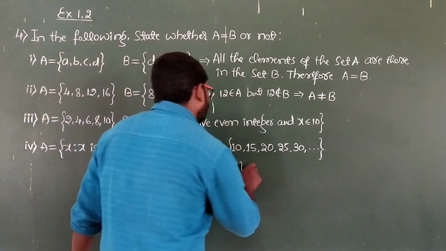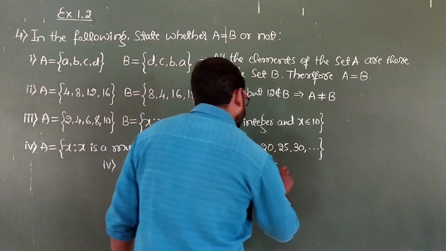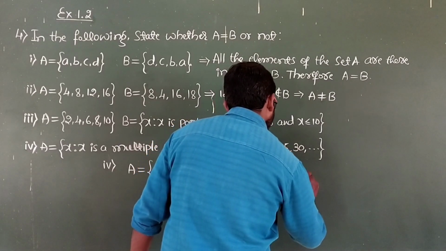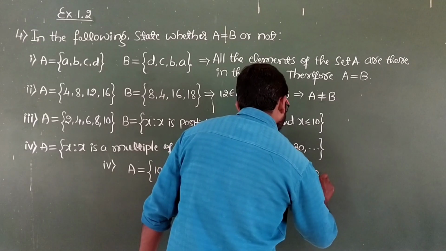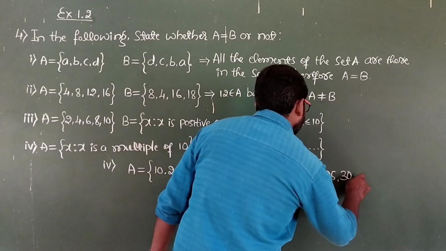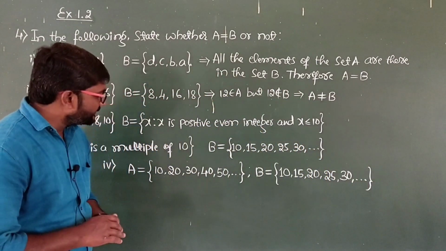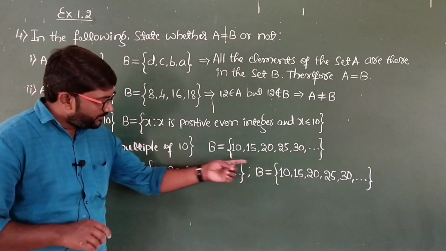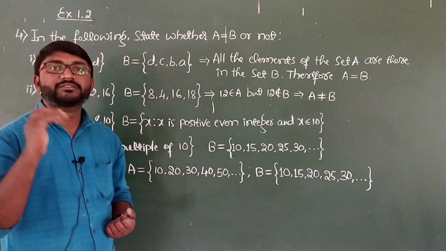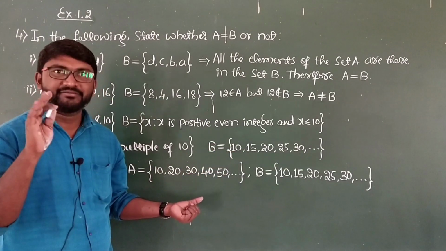Then I'll write the set B. Set B: 10, 15, 20, 25 and then 30 and it continues. So here observe the elements of both the sets. In the set B, 15 is there, but in the set A, 15 is not there, and here you have 25, there you don't have 25, and it continues.